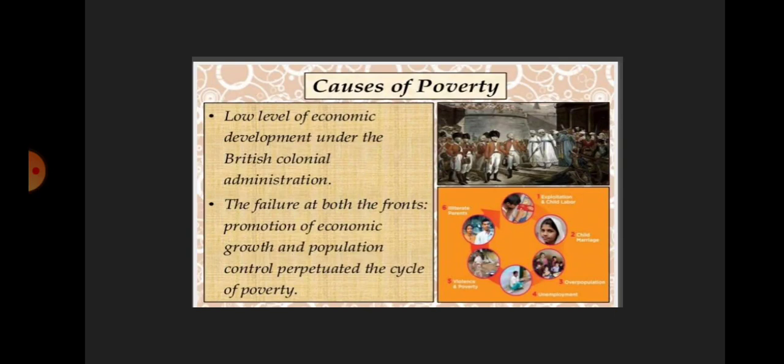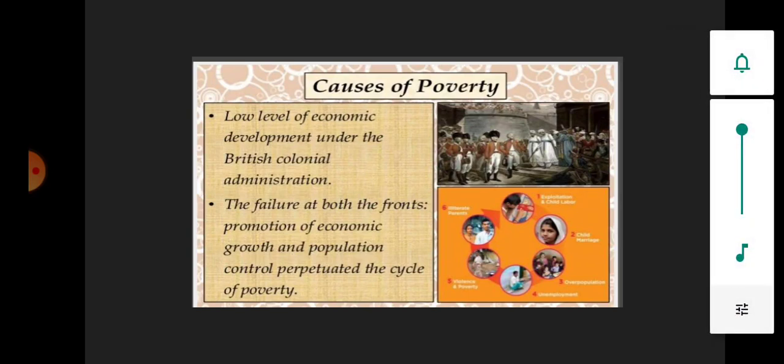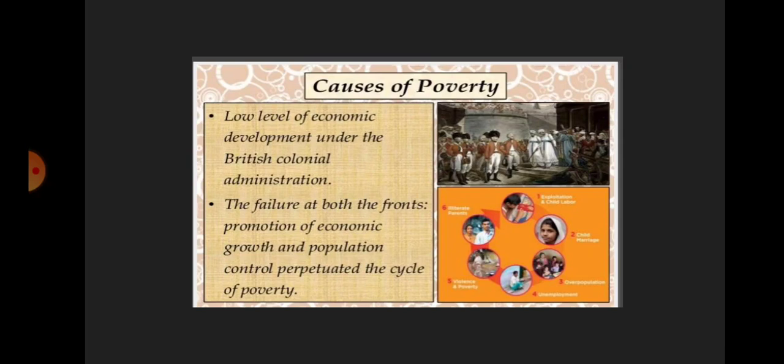One is the low level of economic development under the British colonial administration. See what happened: the policies of the colonial government ruined traditional handicrafts and discouraged the development of industries like textile, and this resulted in fewer job opportunities and a low growth rate of income. So the British policies had also been responsible for poverty. Growth was not there, and even the population was increasing. So there was a failure on both fronts, economic growth and population control, and that perpetuated the cycle of poverty.